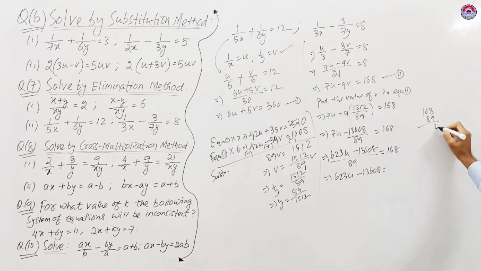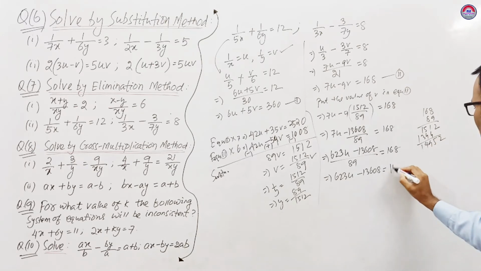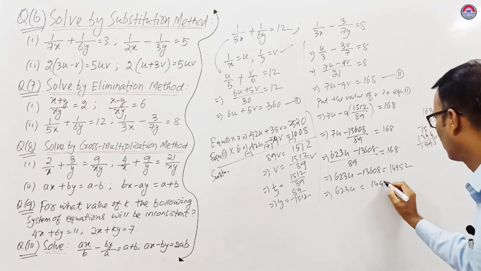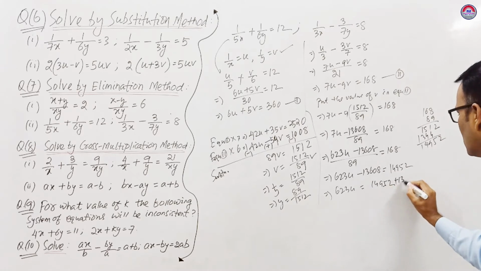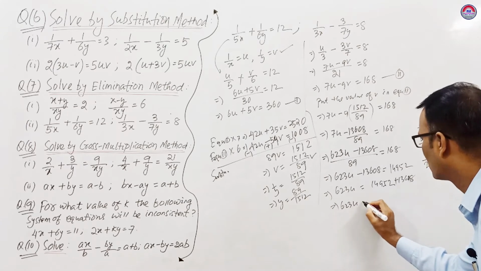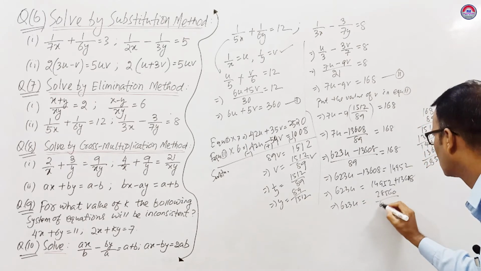168 into 89 is 14952. That implies 623u equals 14952 plus 13608. So 623u equals 28560.